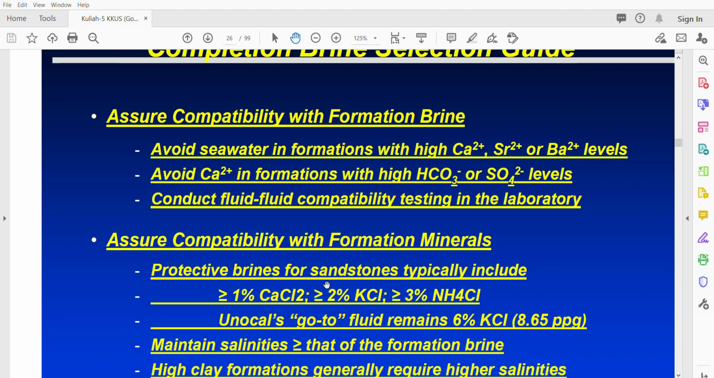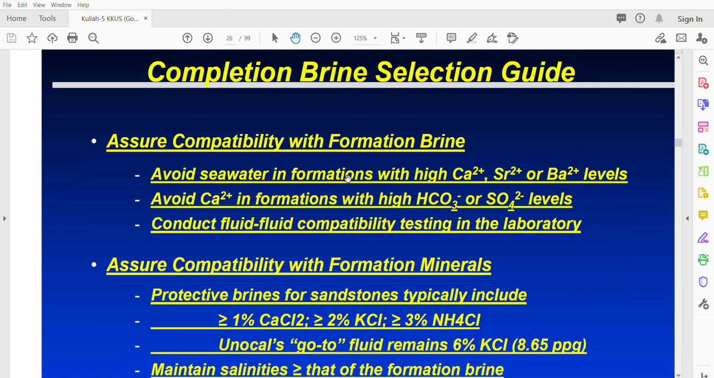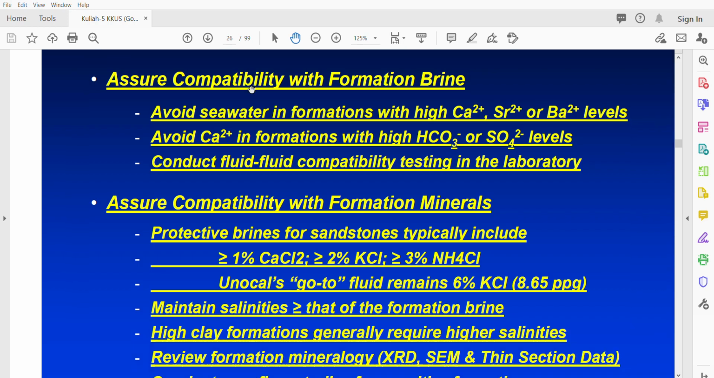So this is the guide for assuring compatibility with the formation. This is the guide of completion brine selection: to select the brine, you have to assure compatibility with the formation brine. If you read from the book that I will give you later, on the second part of this video, you will find that compatibility is a must for the brine, with the formation. This is the reason.